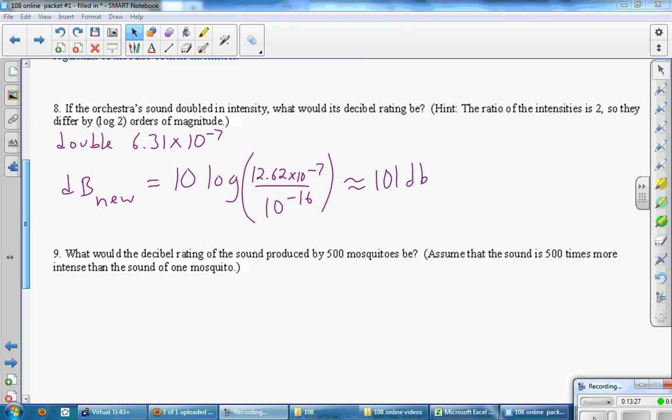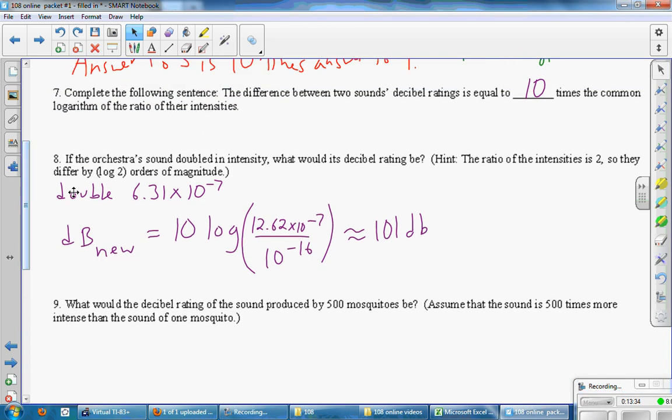Okay, so that's the straightforward kind of work way to do it. But if you got a good grasp of what we covered up above, then there's an easier way. So here's number 7 again, the difference between two sounds' decibel ratings. And that's interesting to me because we knew the original decibel rating of the orchestra. It was 98. So if we could find out how much more the double one is, then we could just add to 98. So it says the difference between decibel ratings is 10 times the common log of the ratio of their intensities. All right, I think that's where this hint is coming in.